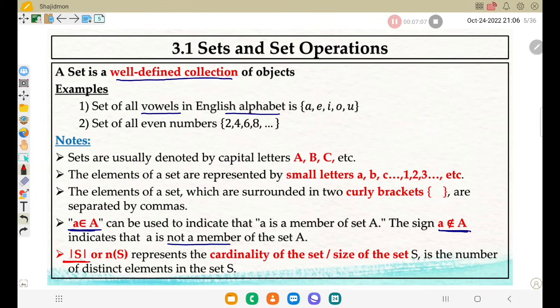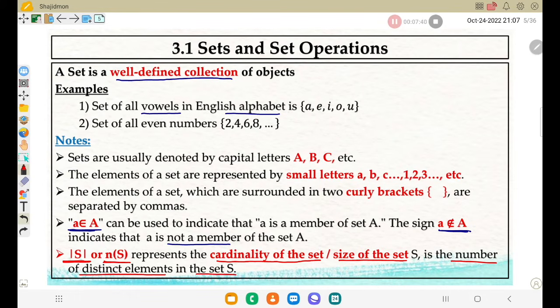That is the next point here. Cardinality of a set, absolute of S or cardinality of S we are calling, or n of S, number of elements of the set S, represents the cardinality or size of the set, okay? Size of the set means how many elements are there in the set, and is called the number of distinct elements. Just keep in your mind: distinct elements. Only the distinct, separate elements in the set are counted.